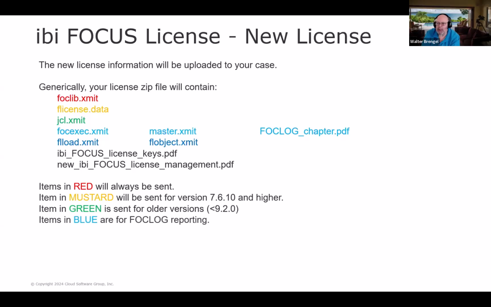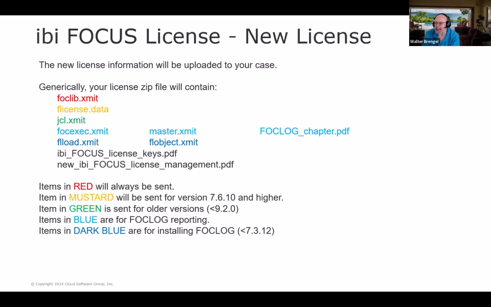Items in blue are for FOCLog reporting. So the FOCExec is the FOCExec library for what you need for all the FOCLog reports. And then we have the master, and then we have the instructions within the PDF. If you are on a really older version, 7.3.12 or less, I should say, you will also get an FL load XMIT and an FL object XMIT. These are additional things that need to be installed into your version in order for FOCLog to be able to be turned on. Just the fact that you're putting them on doesn't mean FOCLog is turned on, but it gives you the ability to turn it on in the future.